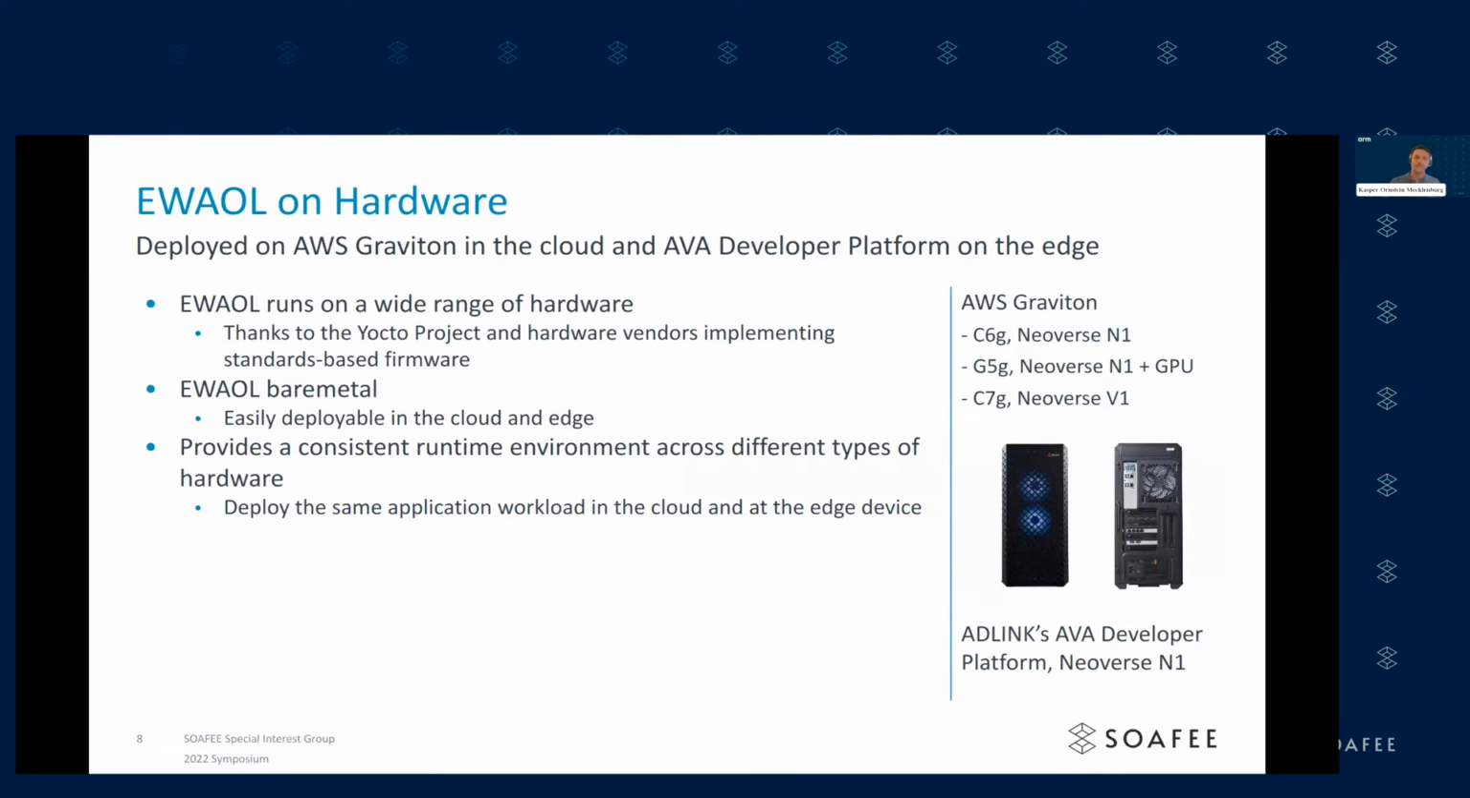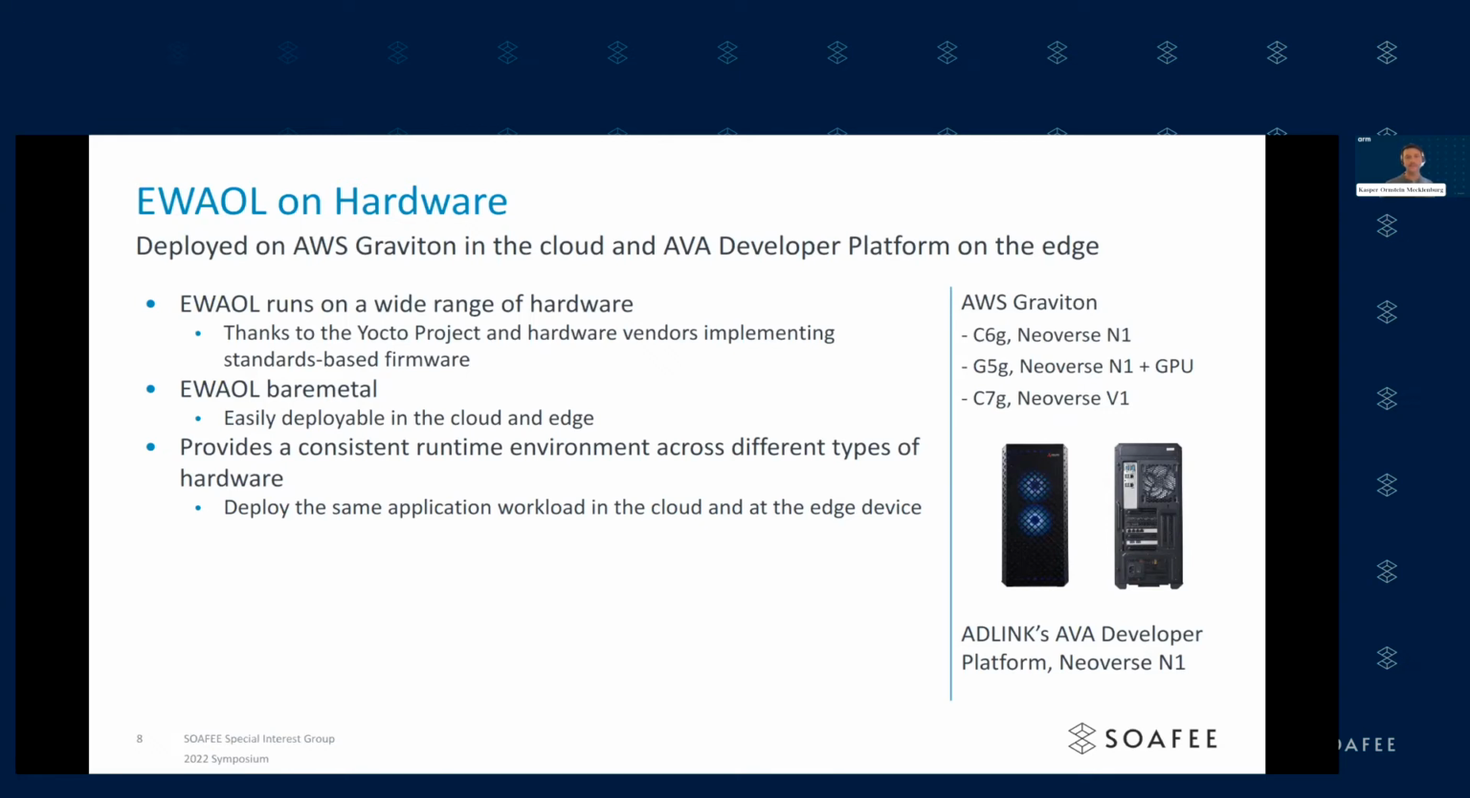So in this blueprint, we deployed EWAOL at the edge on an AVA developer platform, and EWAOL has already been deployed in the cloud on AWS Graviton instances in other contexts. However, this hasn't been implemented in the blueprint yet. By doing this, it gives us a runtime parity in the cloud and at the edge, which is very desirable. And this is thanks to the Yocto project and that hardware vendors agree and implement standards-based firmware. We use the bare metal version of EWAOL, which makes it easy to deploy on the AVA and also in the cloud.